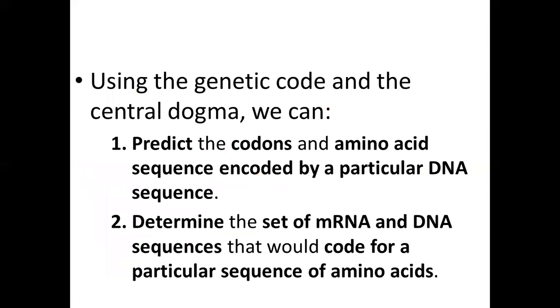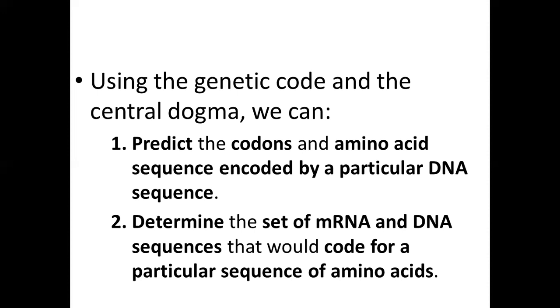So using the genetic code and the central dogma of molecular biology, we are able to predict the codons and amino acid sequences that are encoded by a particular DNA sequence. So if we are given a particular DNA sequence, we are able to predict what will be the sequence of the amino acid. We're able to predict the codons and also the amino acid sequence.